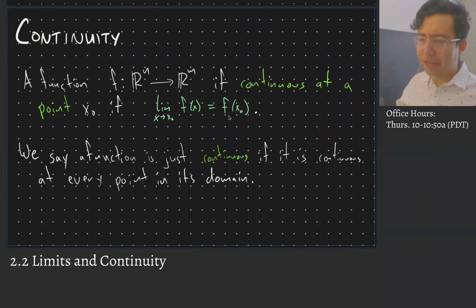And so yeah, there's two definitions here. This one is technically continuous at a specific point versus continuous all around.